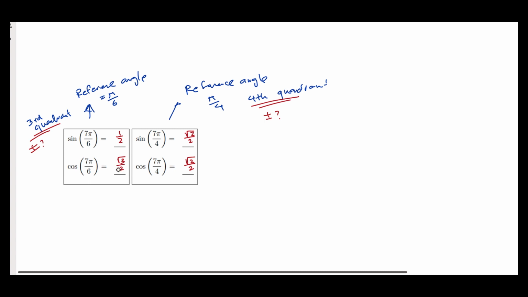Now, in the fourth quadrant, both sine and cosine are negative. Remember, it was All Star Trig Class. In the first quadrant, all of them are positive. In the second quadrant, sine is positive. In the third quadrant, tangent is positive. And in the fourth quadrant, cosine is positive. In the fourth quadrant, cosine is positive, but sine is negative. So this is positive, this is negative. In the third quadrant, both sine and cosine are negative, if you need to memorize it this way.